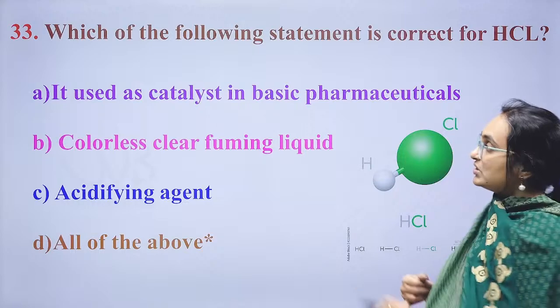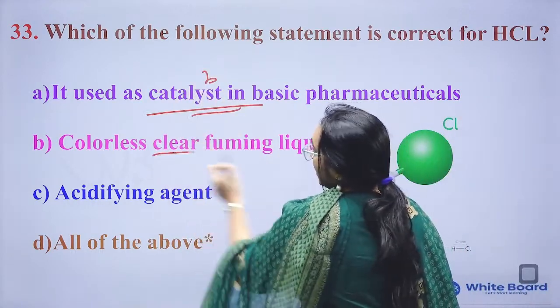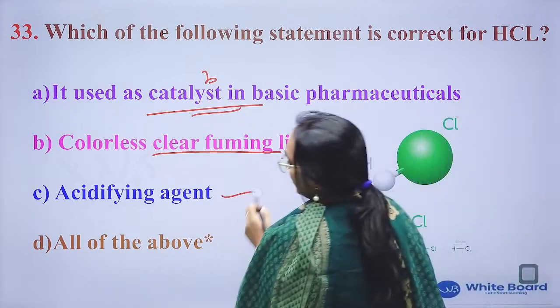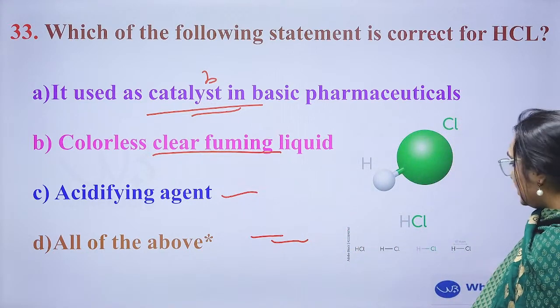Next, which of the following statements is correct for HCl? Hydrochloric acid is used as a catalyst, it's a colorless clear fuming liquid, and an acidifying agent. So, all are the correct statements about HCl. Answer is D.